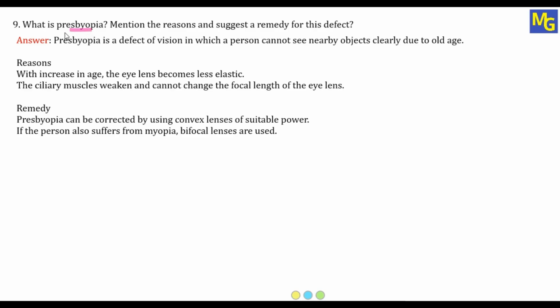And what you have to write here, what is presbyopia? So we have to define this presbyopia, and then we have to write the reasons why it is formed, and then how to correct it. That is the remedy we have to write.